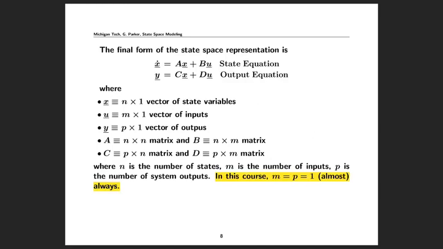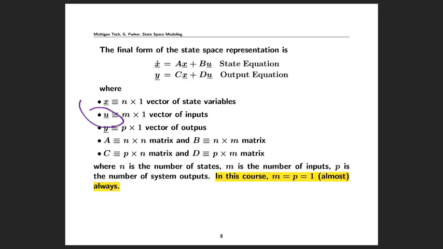Here's just a summary of the size of things. If you have n states, this A matrix is going to be n by n square. That means we can invert it, and do all the things we can do to square matrices. It isn't so much that we want to invert it, but we can certainly find its determinant and its eigenvalues and things like that.